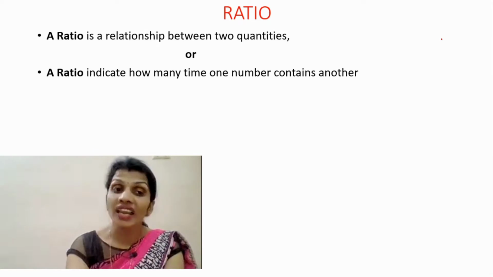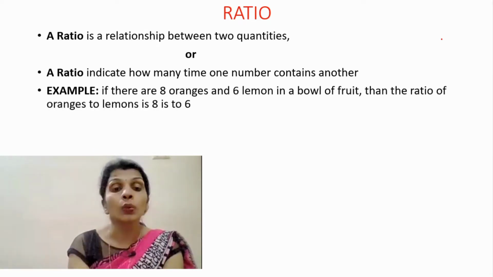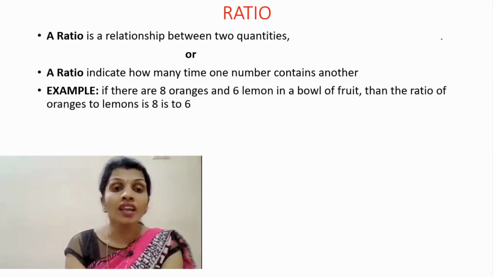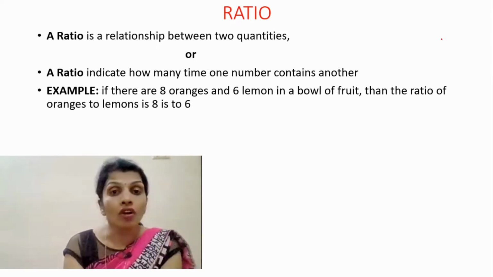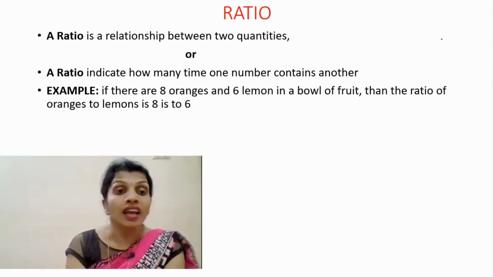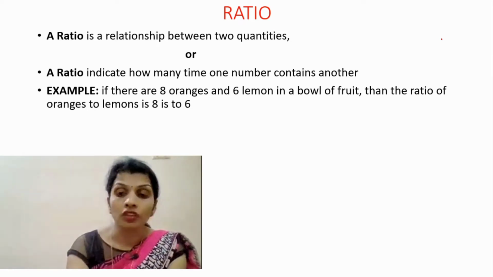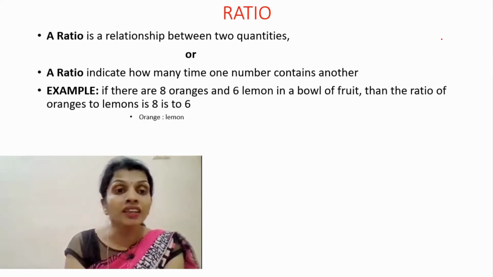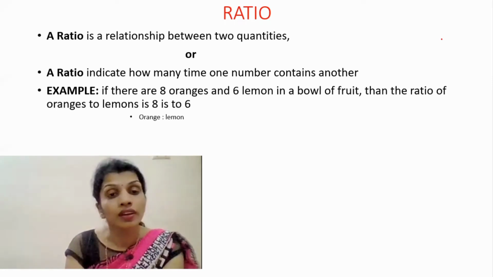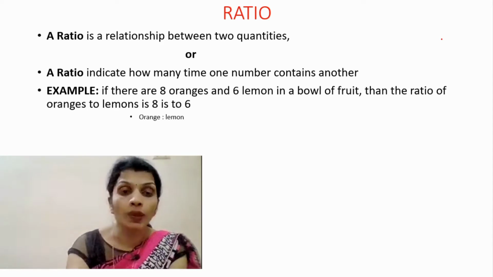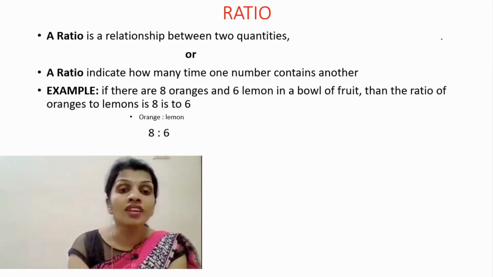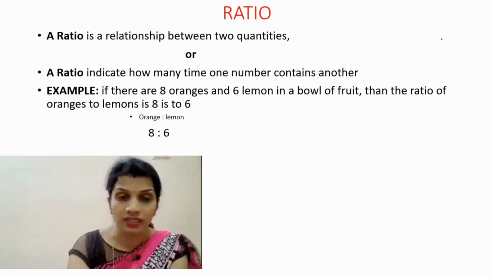Let us take one example to understand this topic. Suppose there is a fruit basket in which 8 oranges and 6 lemons are there, and you have to find the ratio between them. So what can we do? We can write the ratio between oranges and lemons. Oranges are 8 and the lemons are 6. So we will write it as 8 is to 6. This is the ratio form, 8 is to 6.